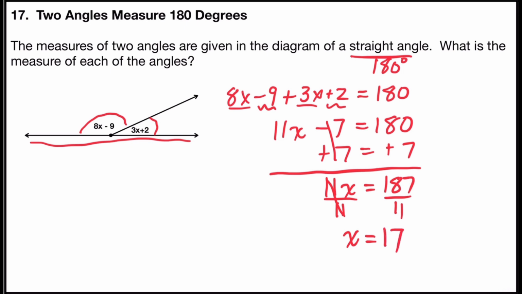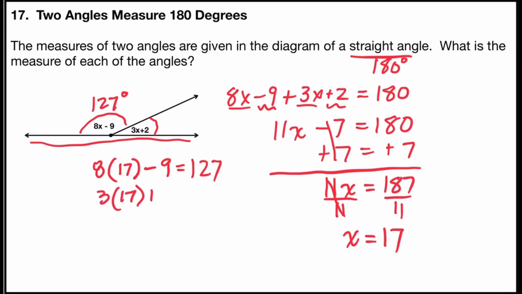Now that I know that x is 17, I can substitute back for x and find the measure of each angle. 8 times 17 minus 9, if I punch that into a calculator, I get 127. So the first angle is 127 degrees. And if I take 3 and substitute 17 for x plus 2, that will equal 53. And so I know my second angle is 53 degrees. So my first angle is 127 degrees, and my second angle is 53 degrees.